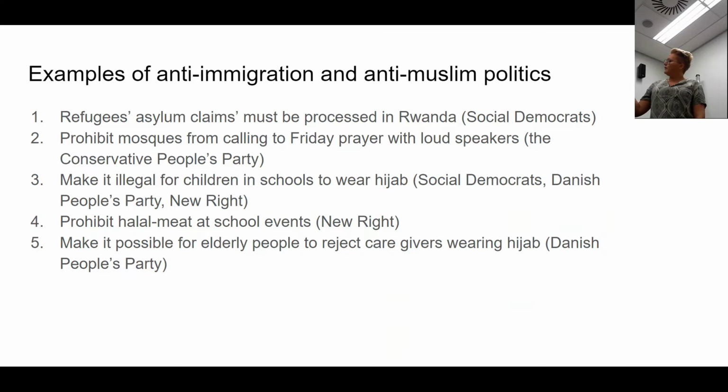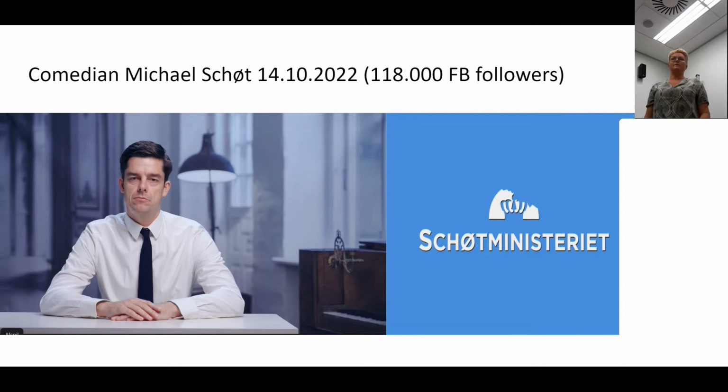Make it illegal for children in school to wear hijab, prohibit halal meat at school events, that's the New Right, and make it possible for elderly people to reject caregivers wearing hijab. So that's just some of the suggestions. And I'm going to dive in a bit more to the last one here, because we have a comedian in Denmark. We have lots of comedians, but this comedian, he's called Michael Skyt, and every week on Facebook he gives a speech, and this speech is basically set up as if it was the Queen's New Year's speech, but he's then dissecting Danish politics, and from my perspective, he's actually one of the most accurate and precise political commentators in Denmark. And as you can see, he has 118,000 followers on Facebook, and that's actually quite a lot. It's more than some of the newspapers in Denmark.